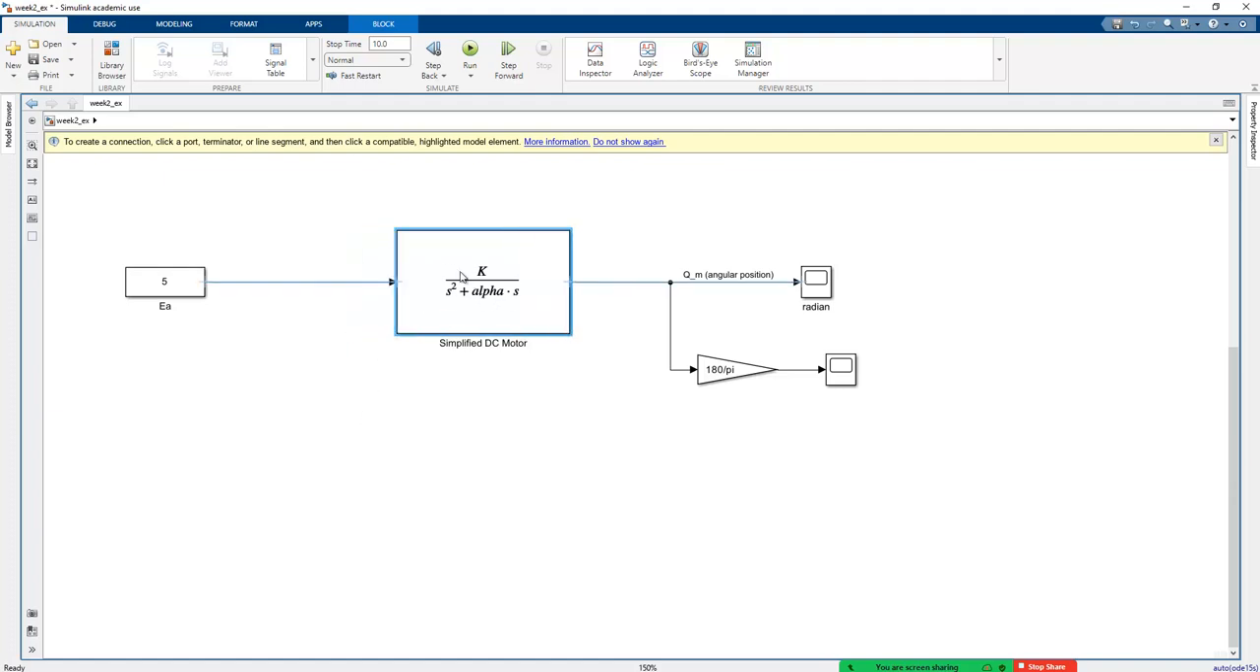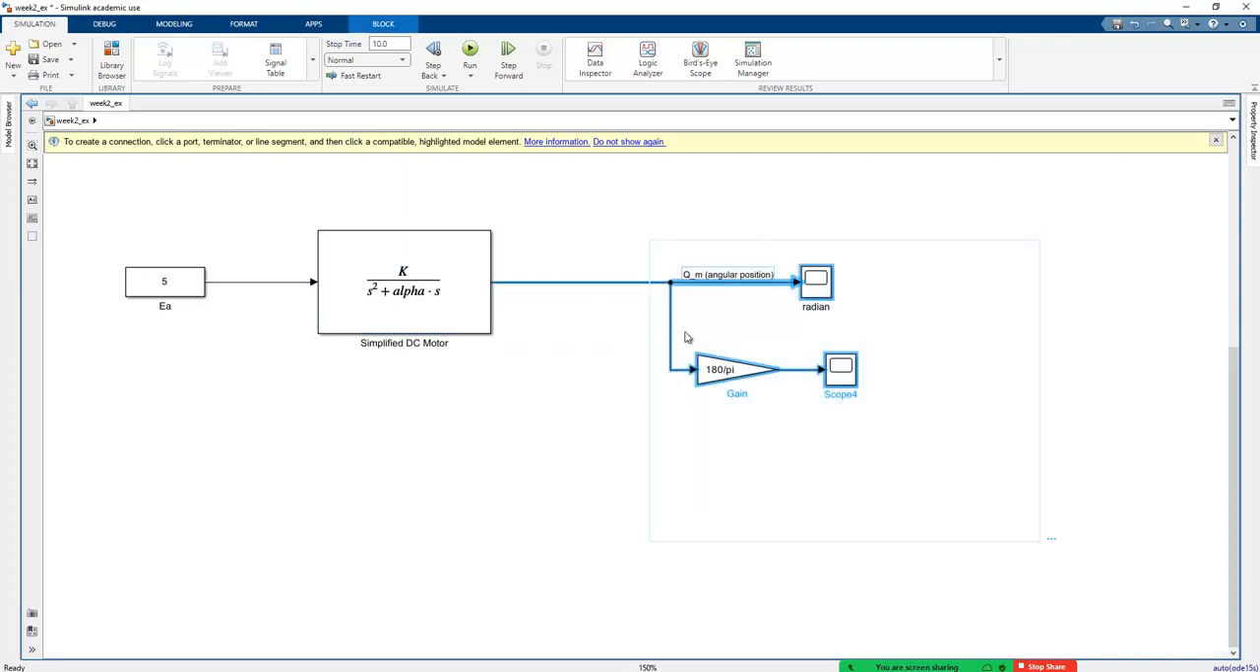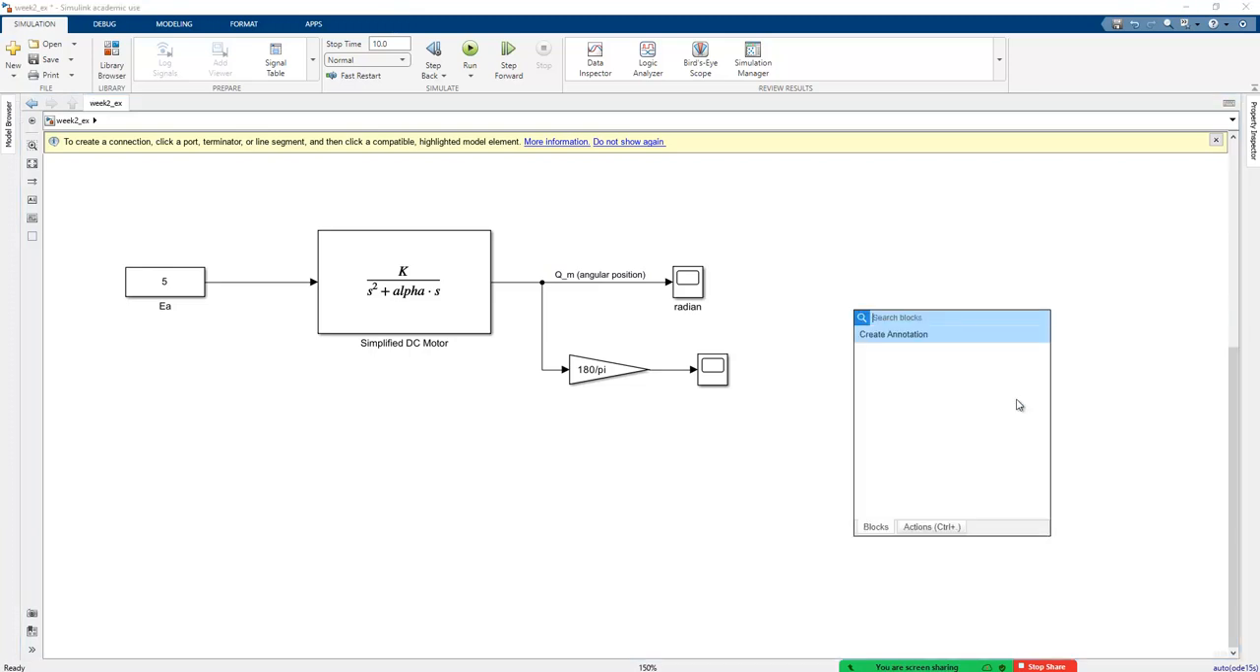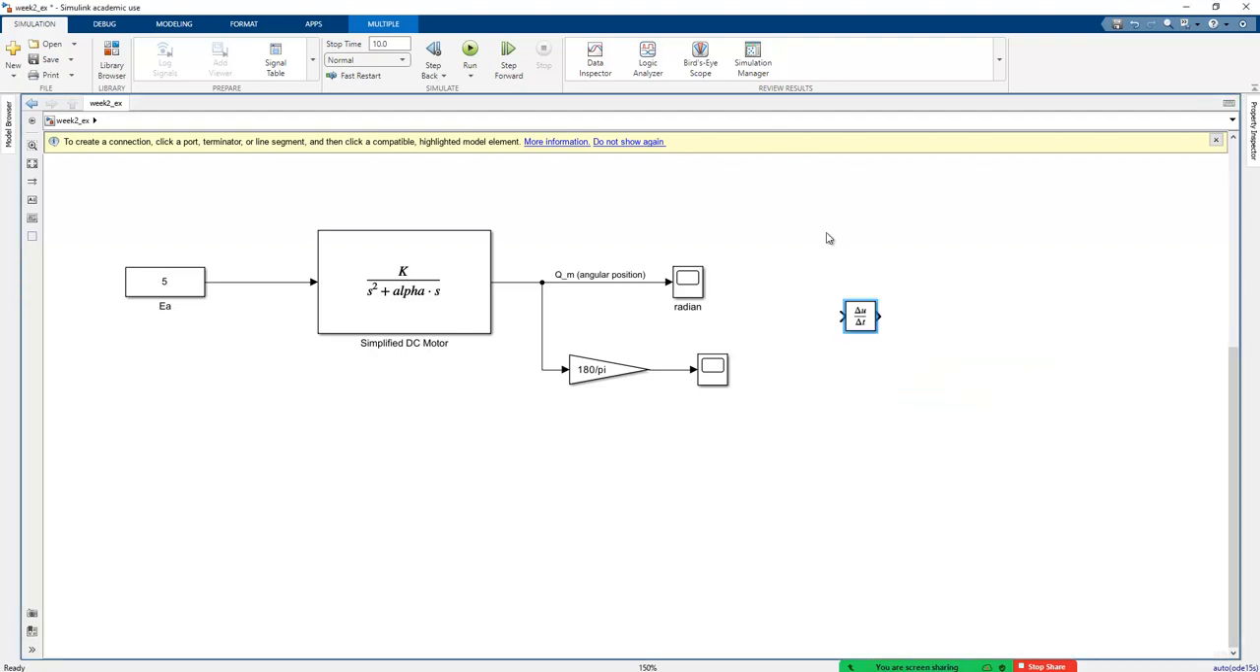Just remember that if we have this notation, then we can take the derivative of these terms. This is the angular position here, just like this one, right? So how can I obtain the derivative of this term? There are two ways to build this notation. We can use just this block here, the radian per sec.